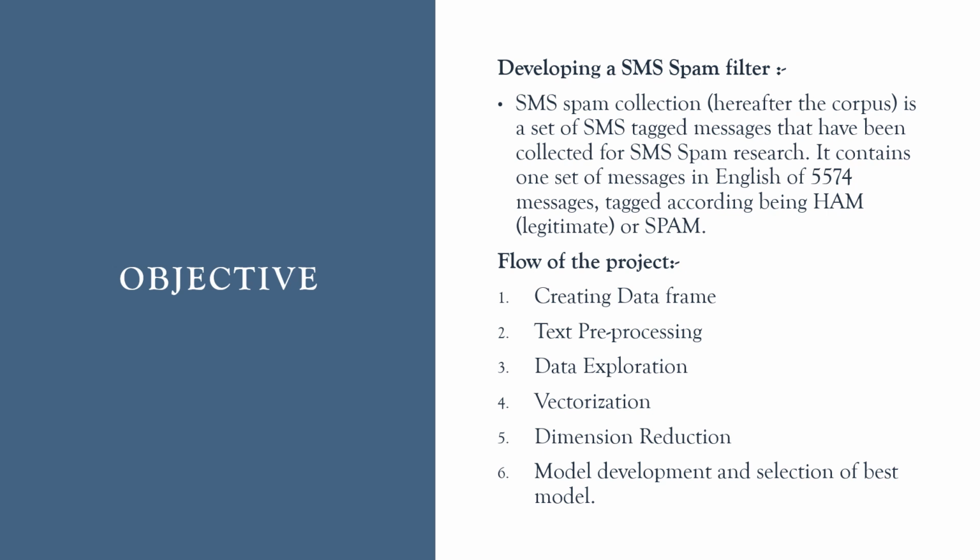SMS spam collection is a set of SMS tagged messages that have been collected for SMS spam research. It contains one set of messages in English of 5574 messages tagged as HAM or spam. Flow of the project: creating data frame, text preprocessing, data exploration, vectorization, dimension reduction, model development, and selection of best model.